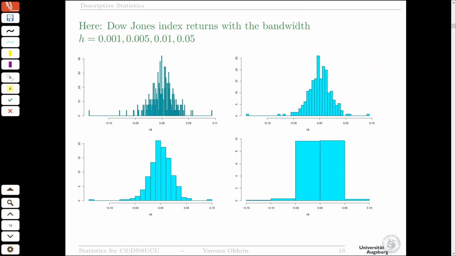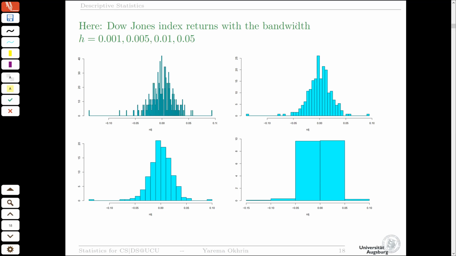So let's have a look at those pictures here. I took the Dow Jones index returns. Dow Jones is a financial index for the 30 largest US companies. I picked the returns for the last couple of years, and I pick h equal to 0.001, so I take very tiny intervals, up to 0.05, which is a huge interval. For those 4 different h, we have 4 different histograms. They look completely different. Here it is clearly very spiky, very similar, in fact, to our bars over here. So the histogram here is clearly undersmoothed. It is not smooth enough so that we can see the true distribution of the data.